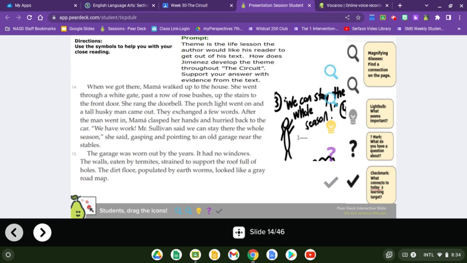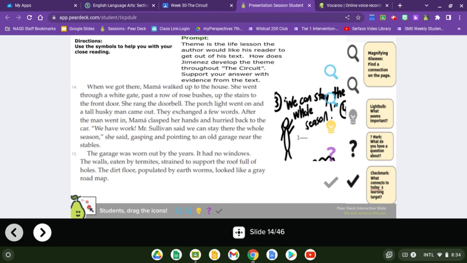When we got there, Mama walked up to the house. She went through the white gate, past a row of rose bushes, up the stairs to the front door. She rang the doorbell. The porch light went on, and a tall, husky man came out. They exchanged a few words, and after the man went in, Mama clasped her hands and hurried back to the car.